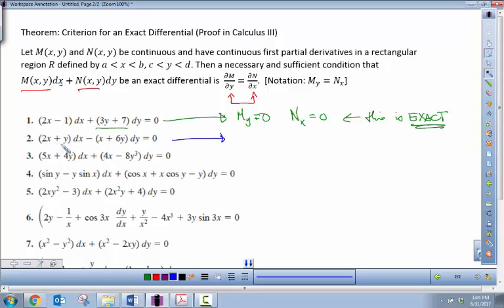Let's do this one. Take the derivative of this, this is your M, with respect to y, and the 2x is gone, and then the derivative of y is just 1. Now you take your N and take the derivative of this with respect to x. And so this is a 1, but there's a negative sign in front, so that's a negative 1. So those two are not equal to each other. So this is not exact.